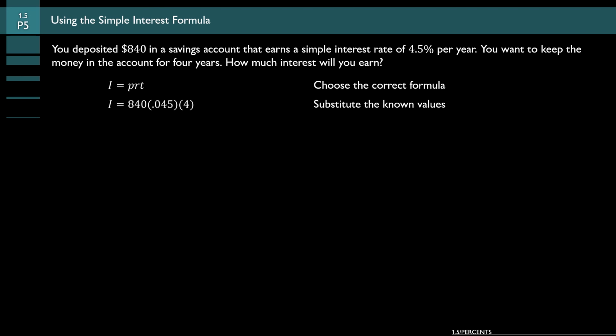What does 840 times 0.045 times 4 work out to? It works out to $151.20. So at the end of the 4 years, you'll have an additional $151.20 on top of the $840 that you put into the savings account to begin with.